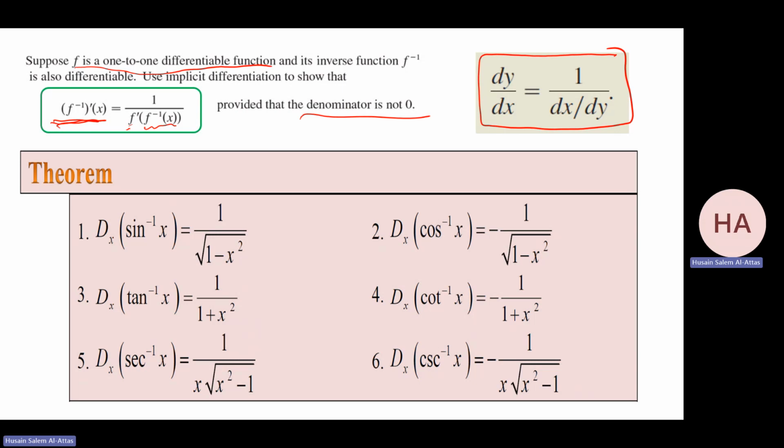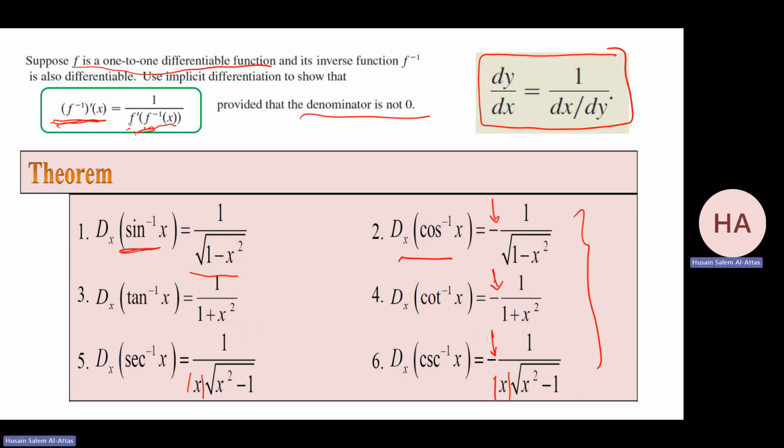And not only that, from this one we get that the derivative of sine inverse is 1 over square root of 1 minus x squared. Cosine inverse, the same thing with the minus sign. Tan inverse, 1 over 1 plus x squared, the same thing with the minus sign. Secant inverse, actually we have absolute value in this book, so it will be absolute value of x times square root of x squared minus 1. The other ones have the same as this one, but with a minus sign.